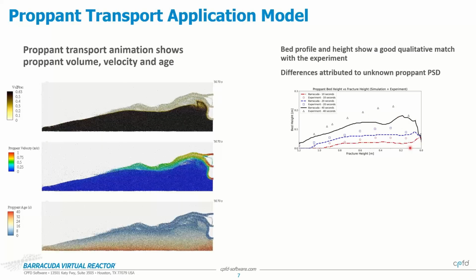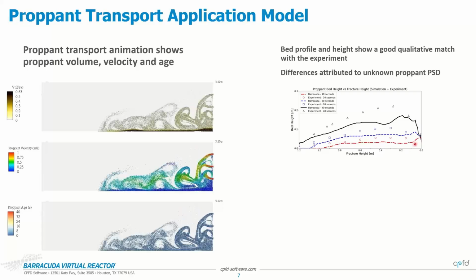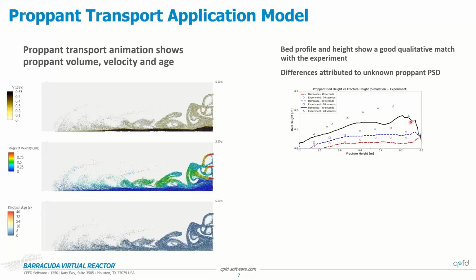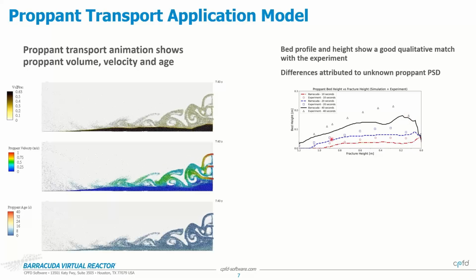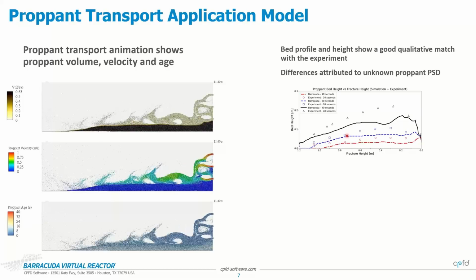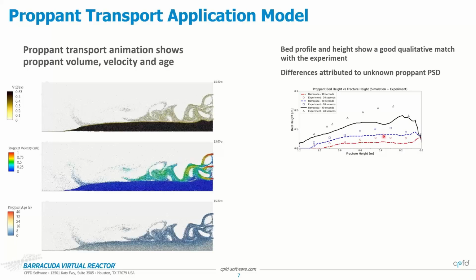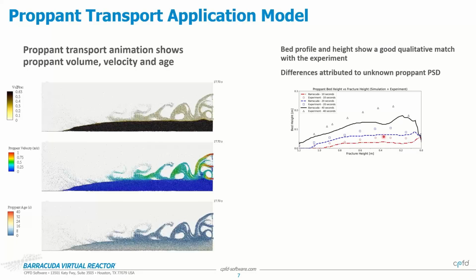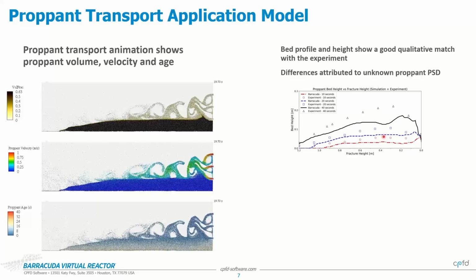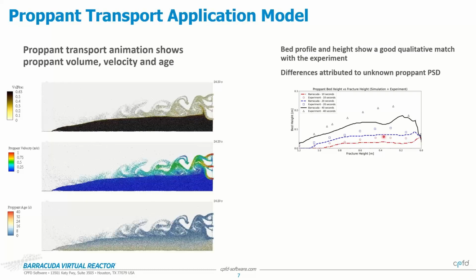The first thing to notice is that there's a great qualitative match between both the CFD and the experiment, right? Initially the bed starts off flat. With time, you start building up this mound, and then you have this sloping structure towards the end. However, there are definitely differences between the bed heights between the CFD and the experiment, and this is primarily attributed to the unknown proppant PSD. As I was mentioning on the previous slide, we assumed a 40 by 70 mesh in this case.